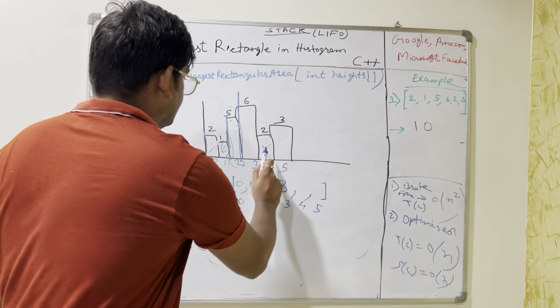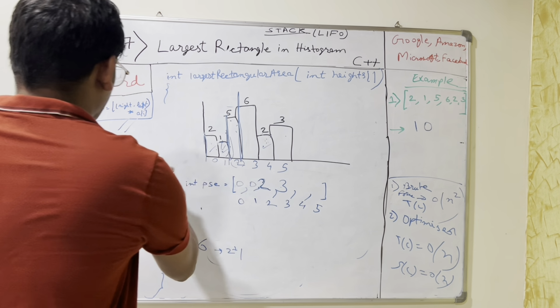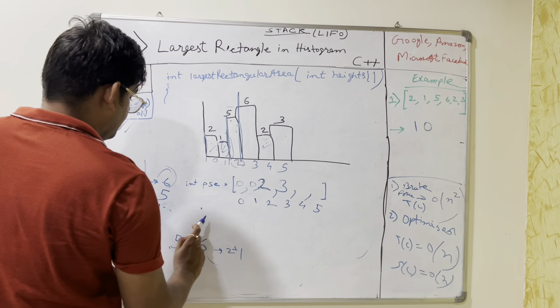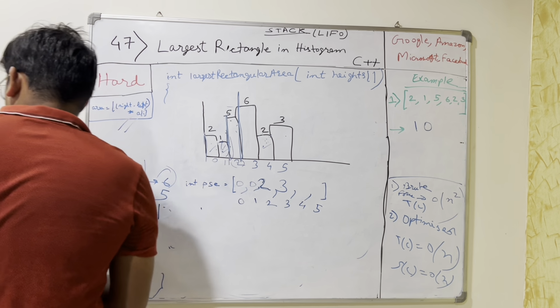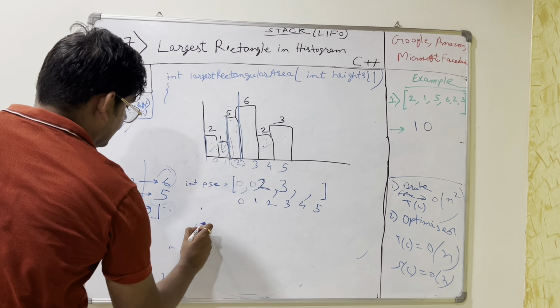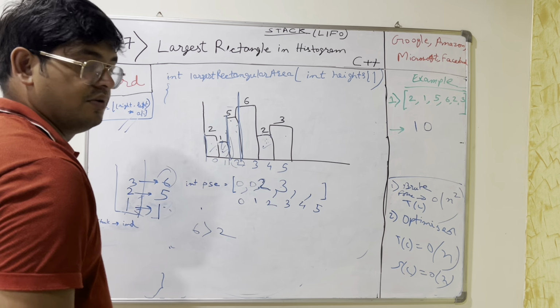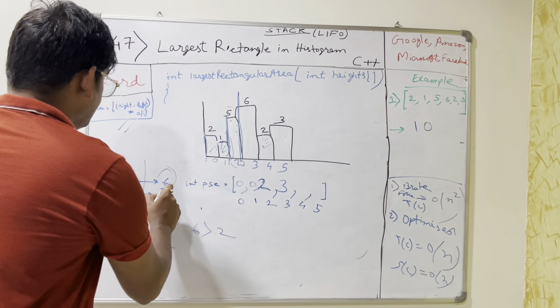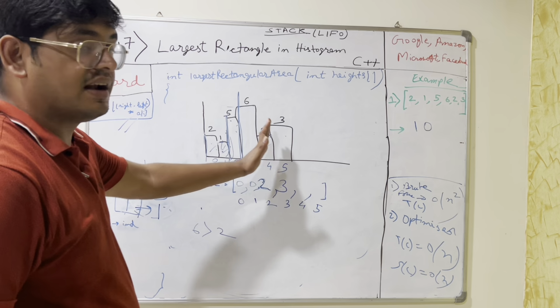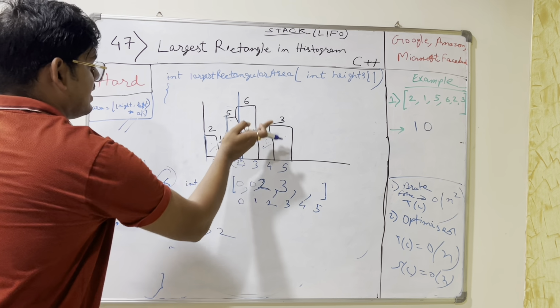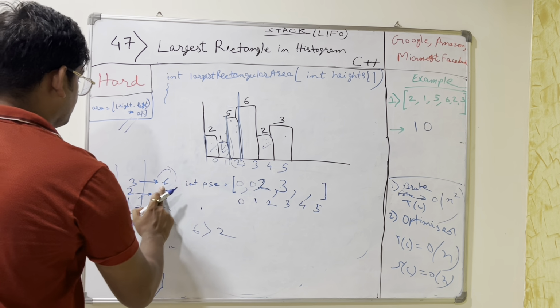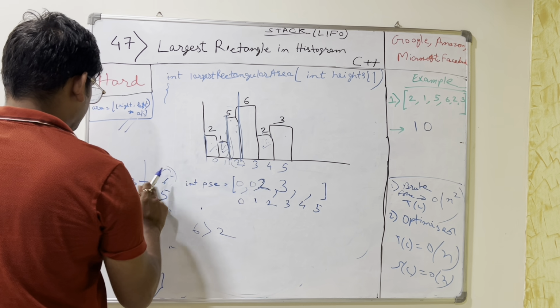Now 2, fourth index. We check 2 with the stack. 6 is here. Everything will be clear. So 6 is actually greater than 2. It is not smaller than 2, right? So what will happen? Since 6 is greater than 2, we are interested in finding the previous smaller, so we can include this boundary. The boundary will extend. So we'll pop this out.